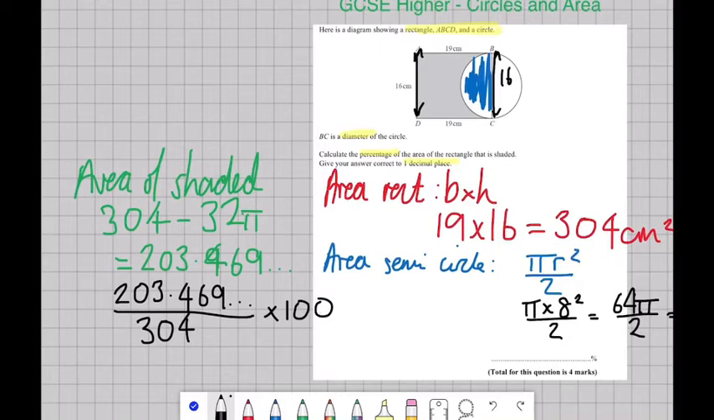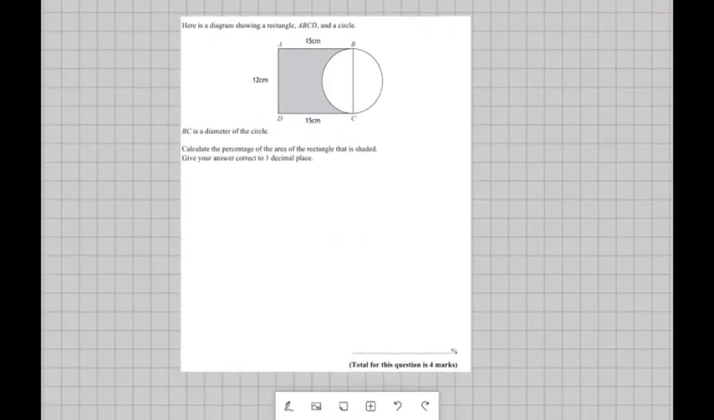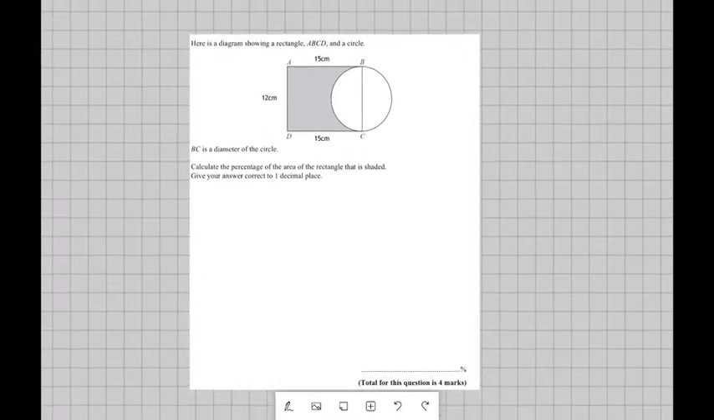And then times by 100, and that gets me 66.93. So it's asking for 1 decimal place, so I've got 66.9%. So can you use that to answer this question here?